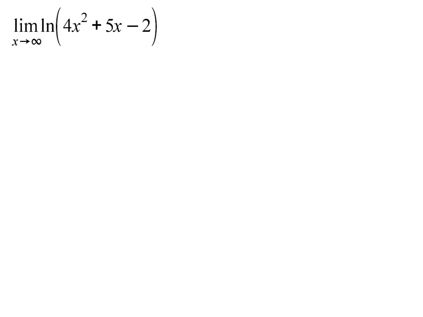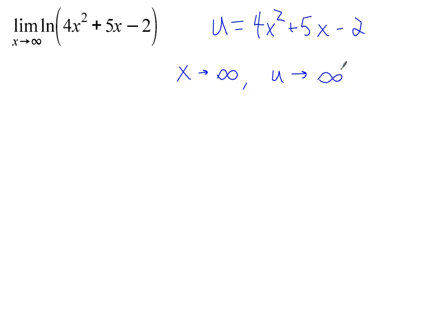We can, in this problem, substitute out the 4x squared plus 5x minus 2 as a u, and then think about what happens to u as x approaches infinity. So as x approaches infinity, u is approaching 4 times infinity squared, which is infinity, plus some more insignificant infinity minus some 2. So we end up with, as x approaches infinity, u is also approaching infinity. So this limit is effectively the limit as u approaches infinity of the natural log of u.